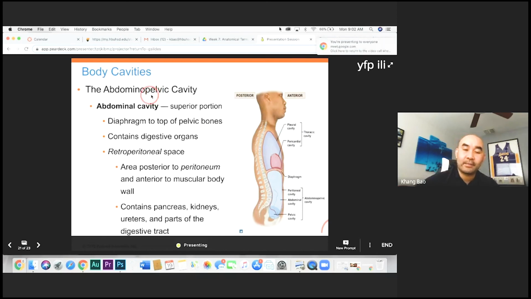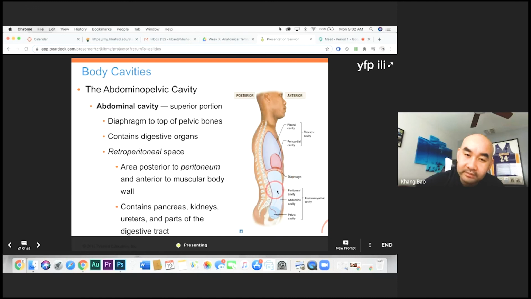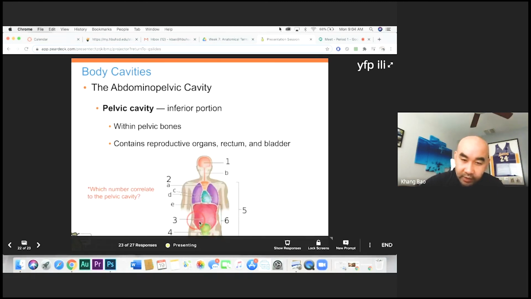Right. Abdominal cavity. Abdominal pelvic cavity contains the abdominal cavity, right? This is right underneath the diaphragm. Remember I told you the diaphragm is the muscle that will stretch and relax when you're breathing. It contains all the digestive organs, right? Okay. And then within your abdominal pelvic cavity, you have the peritoneal cavity and the abdominal cavity, right? The peritoneal cavity contains different parts of your muscular body wall. It also contains pancreas, kidney, ureter, which has to do with the urinary system, and part of the digestive tract. This is your pelvic cavity right here, and the rest are your abdominal cavity, because they carry all the digestive organs.